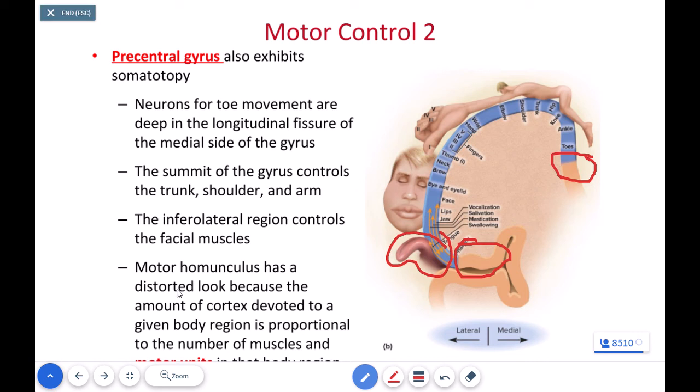Our motor homunculus is distorted for the same reason that the somatosensory cortex was distorted. So when we think of our shoulders, our legs, our upper arms, these parts of our body have very large motor units. We don't have a high degree of control over those parts of our body.